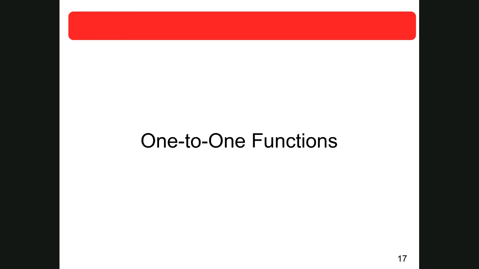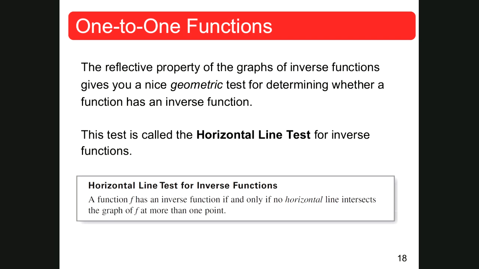A one-to-one function. What is a one-to-one function? The reflective property of graphs of inverse functions gives you a nice geometric test for determining whether a function has an inverse function. This test is called the horizontal line test for inverse functions. And this is what it says. A function f has an inverse function if and only if no horizontal line intersects the graph of f at more than one point. Here is an example.